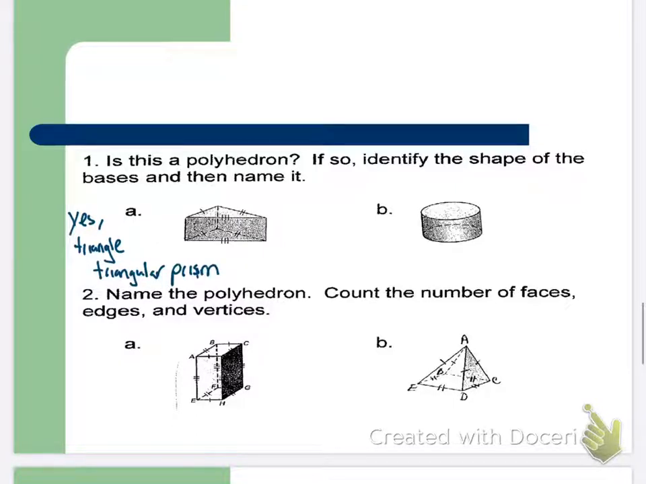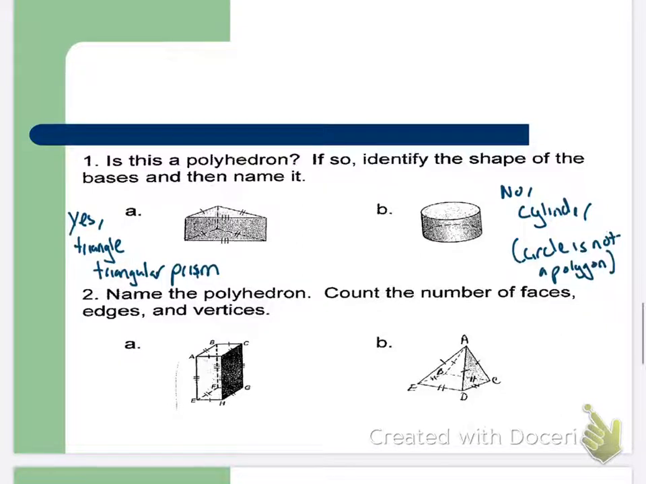Our next one is this shape going to be a polyhedron. Well, the definition of polyhedron from our first slide said it's a solid formed by polygons. And we know circles are not polygons. So no, we know it's a cylinder. But a circle is not a polygon.